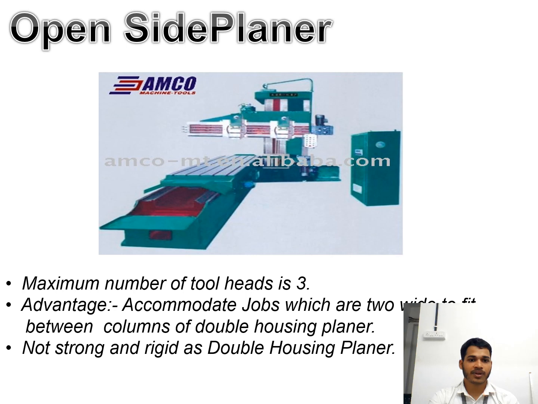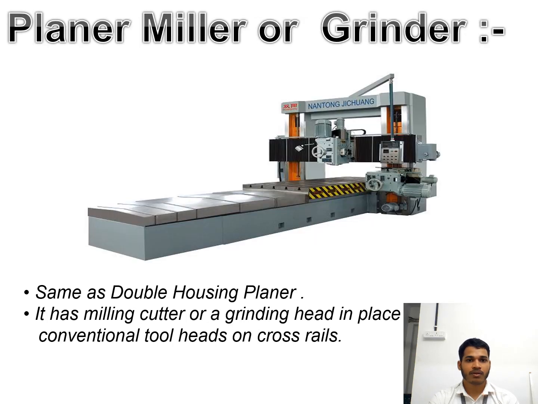Open side planer: maximum number of tool heads is 3. So there are 3 different tool heads, and the advantage is it can accommodate jobs which are too wide to fit between columns, but it is not as strong and rigid as a double housing planer. So compared to the double housing planer, it is less strong. Planer miller or grinder is the same as the double housing planer. It has a milling cutter or a grinding head placed in addition to conventional tool heads on the cross rails.